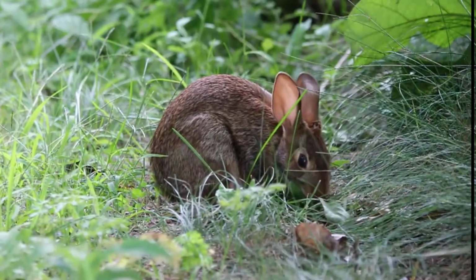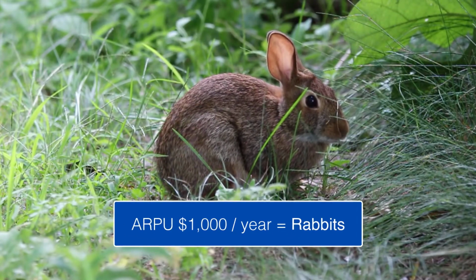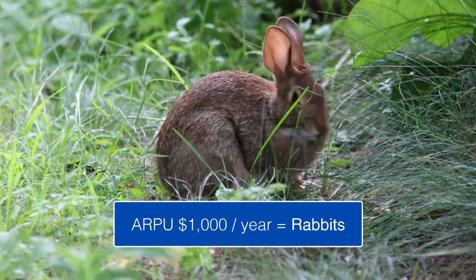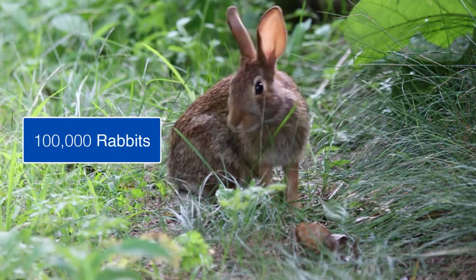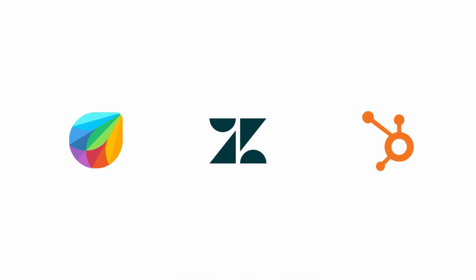The next customer segment is rabbits. Most companies that target small businesses charge around $80 to $120 per month. So their ARPU per year is approximately $1,000. You need 100,000 rabbits to generate $100 million in ARR. Companies like Freshworks, Zendesk, and HubSpot are good examples of this customer segment.